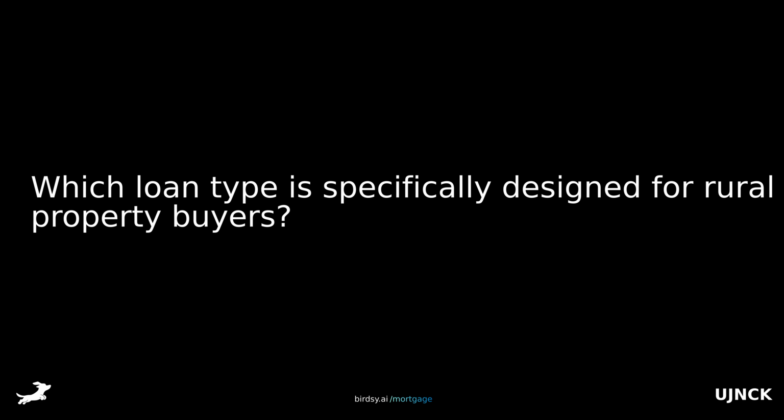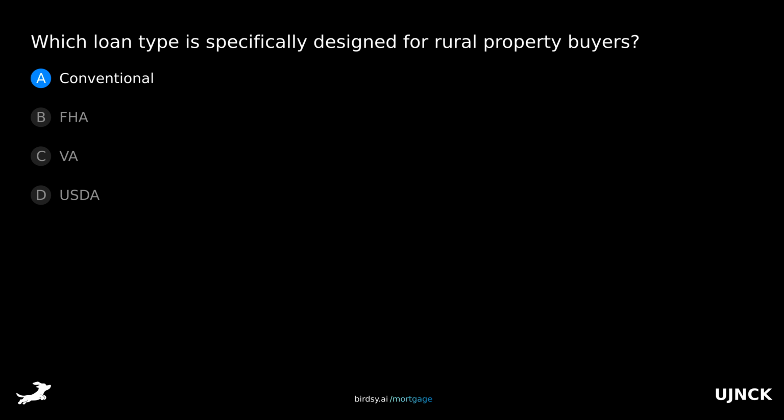Which loan type is specifically designed for rural property buyers? Is it A, conventional, B, FHA, C, VA, or D, USDA? The answer is D, USDA.